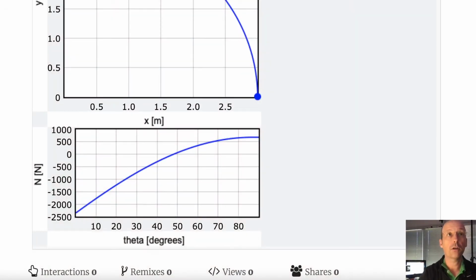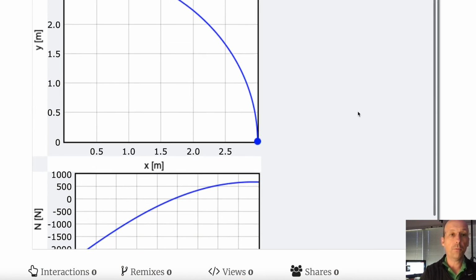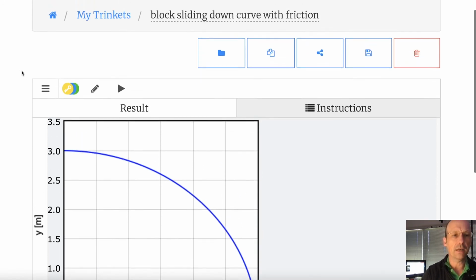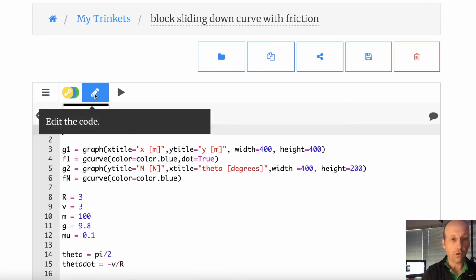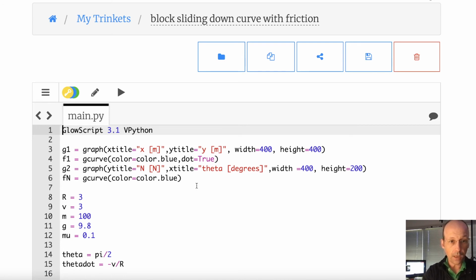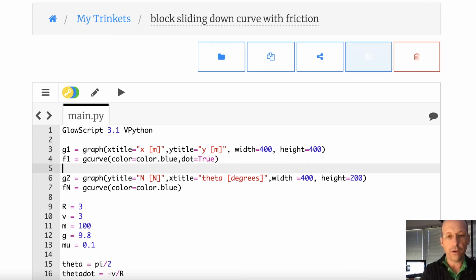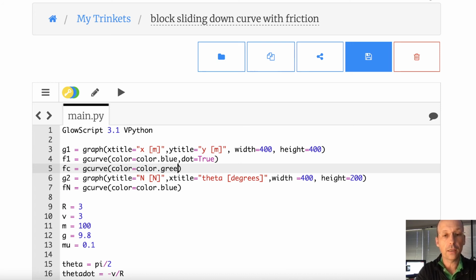Okay, so here we are, going back to the code. So the first thing I want to do is make a baseline curve. So go up here. I'm going to add it in this F1. Technically, when you make curves with more than one graph, you should say which graph it goes with. But if you do it in this order, it will figure it out on its own. So let's say fc for curve is a curve with color equals color dot green.